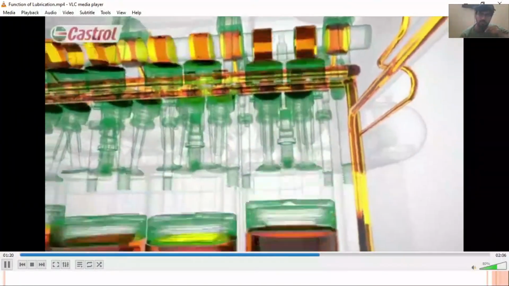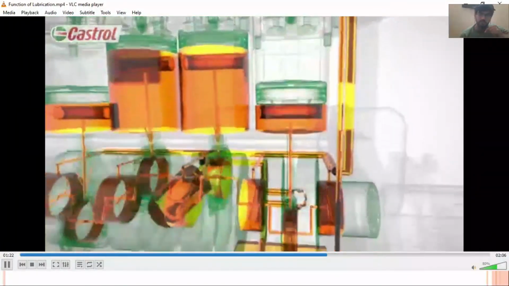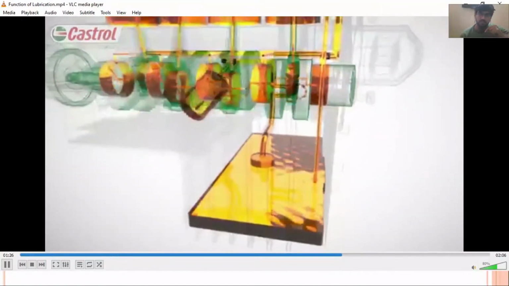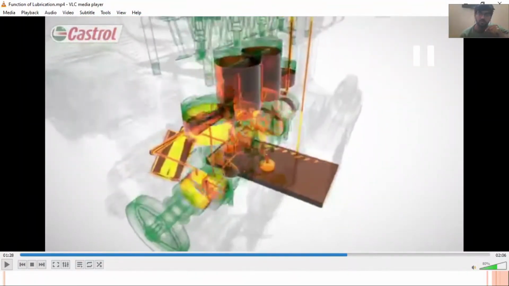Returning to the sump via oil return channels, the oil completes its journey. This whole journey can take as little as 5 seconds. So after the lubrication, this oil will again come back to the oil sump, and usually it only takes 5 seconds for the oil to travel across the engine.